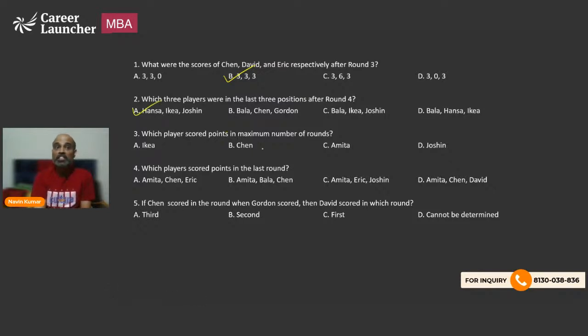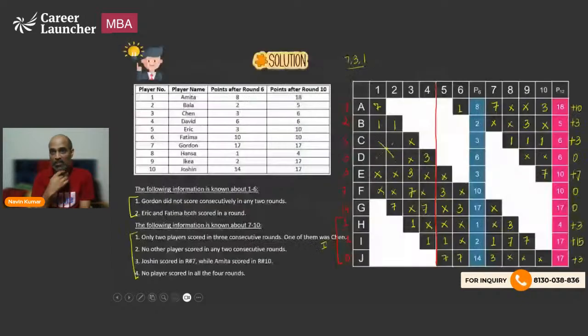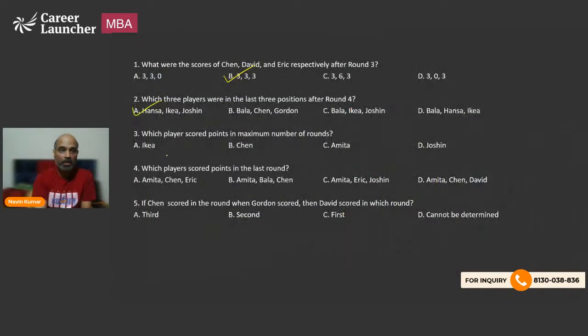Which player scored points in maximum number of rounds? So if you look at A, he scores in 4 rounds. If you look at B, 3. If you look at C, it's 4. So 4 is not the largest. We need to find 5 now because 2 people are at 4. D, it is going to be 2. E, it is going to be 2. F is 2. G is 3. H is 2. I is 5. And J is only 3 rounds. So can we say it's going to be I? I is option IQ.